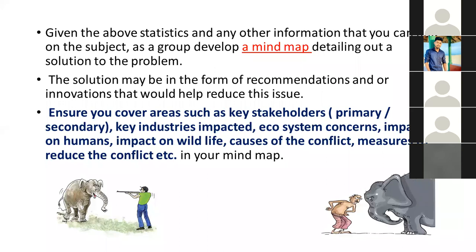Ensure you cover areas such as key stakeholders. You can further categorize them into primary and secondary key stakeholders, and the key industries impacted by this human-elephant conflict, and ecosystem concerns, impact on humans, impact on wildlife, causes for this conflict, and what sort of solutions or measures can be taken to reduce this conflict. You need to discuss these things as a group, and finally, you need to produce a mind map.